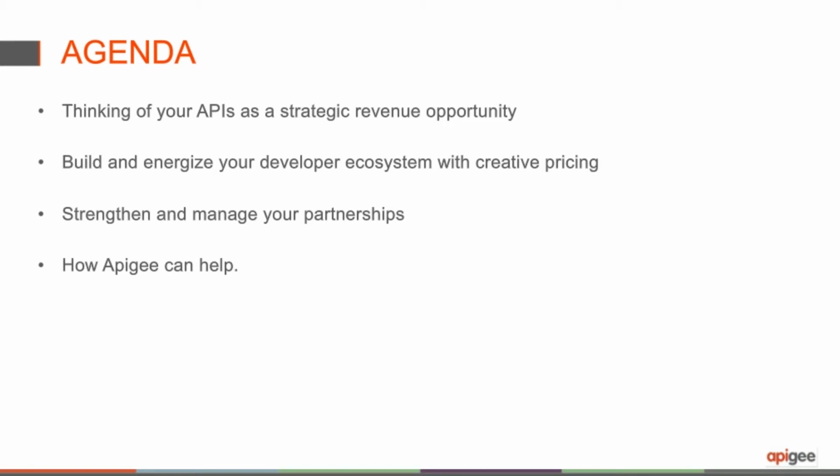Thinking of your APIs as a strategic revenue opportunity. The big idea here is how can you use or repurpose your existing backend data or services. And I will walk you through examples of people who are doing it well today. Strengthen and manage your partnerships. The big idea here is partners can consume your data or services via a self-service portal. And how can they upgrade from one plan to another? How can they engage with you? How can they figure out how they're doing in terms of their usage and so on. Build and energize your developer ecosystem with creative pricing models. And 4, how can Apigee help you achieve these goals?